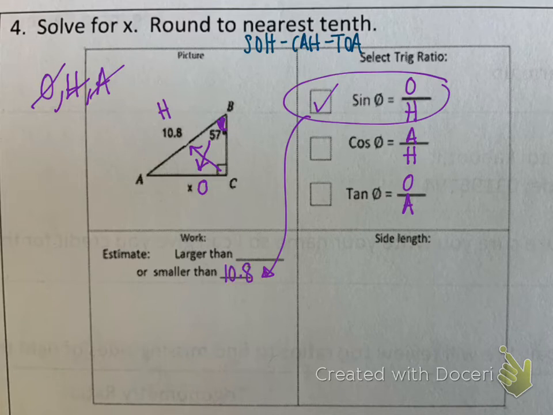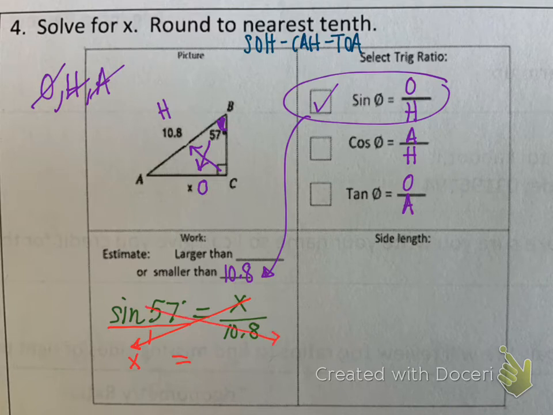So plugging in from the picture. So sine, the reference angle is 57 degrees, and that's equal to the opposite, which is x, over the hypotenuse, which is 10.8. So I'm going to make the left side a fraction by putting a 1 under and then cross multiplying. 1 times x is x, and that's equal to sine of 57 times 10.8, or you could write 10.8 times sine of 57.